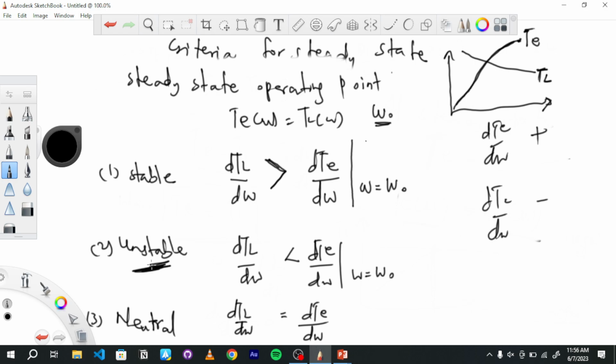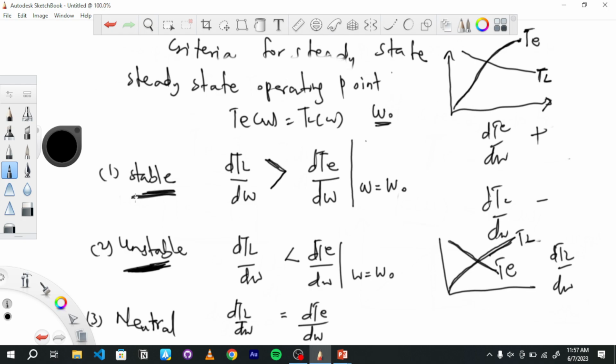If I have a similar graph, with one going up and one coming down, and this is TL and this is TE, the one going up has a positive slope, so dTL/d omega is positive. dTE/d omega, coming down, is negative. A positive number is greater than a negative number, so the condition is satisfied, hence making it stable.